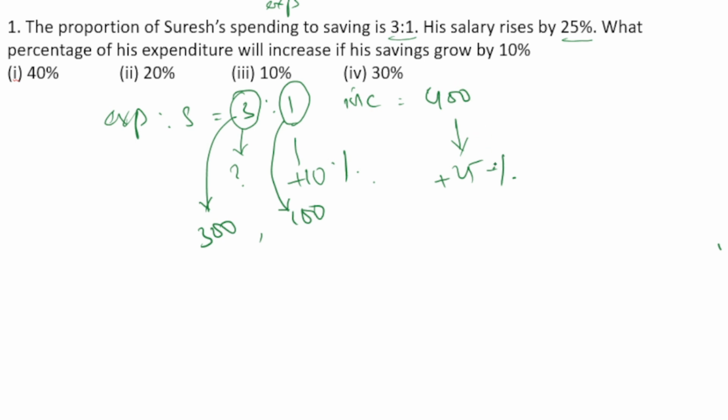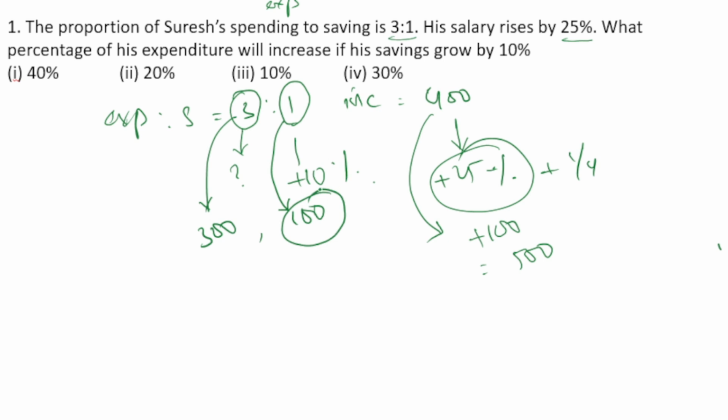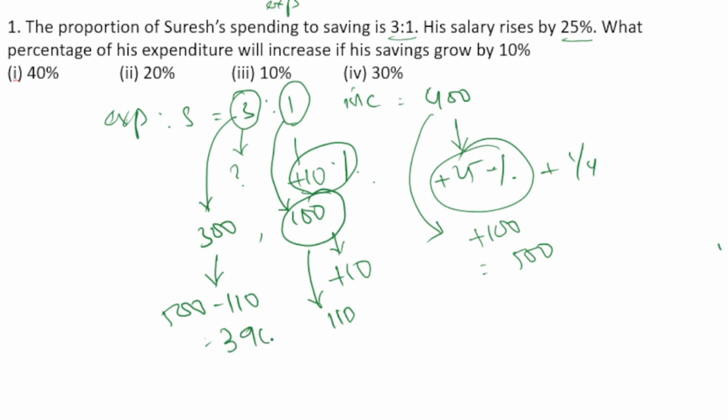So here income is increased by 25%. 25% means it is 1/4. 1/4 of 400 is 100. If the income is increased by 100, the new income will be 400 plus 100, it is 500. And if the savings is increased by 10%, 10% of 100 is 10, so the new savings will be 100 plus 10, it is 110. So the expenditure will be 500 minus 110. It is 390. The new expenditure is 390.